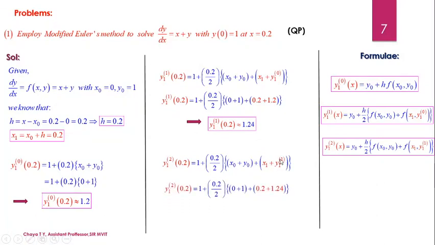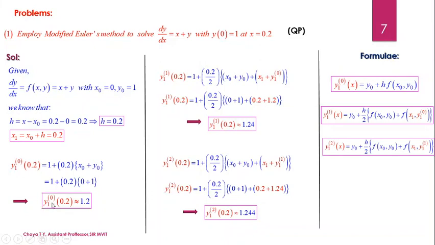Fine. Now substitute the required values. x0 is 0, y0 is 1, x1 is 0.2, y1 of 1 is from the previous step, which is 1.24. We use the calculator and simplify to get the value of y1 with the second modification, which is approximately equal to 1.244.